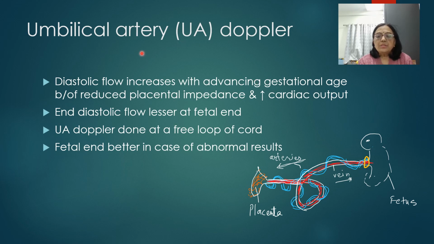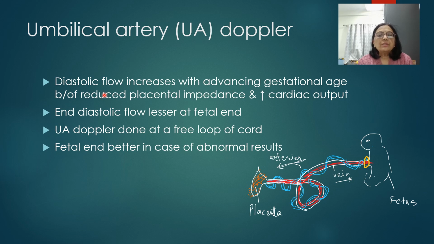The short form used in standard textbooks as well as in the literature for umbilical artery is UA, whereas for uterine artery it is capital U, small t and capital A. I think we should remember this.